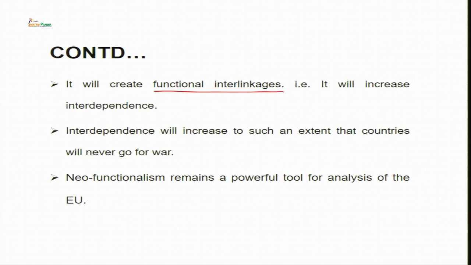And thus, neo-functionalism is a very powerful tool for the analysis of the European Union. The European Union has been a regional organization where two countries that had animosity with each other, France and Germany, worked together, and the European Union can be considered one of the best examples of regional integration. It is because of this principle of neo-functionalism that the European Union achieved its goal of having peace in Europe.